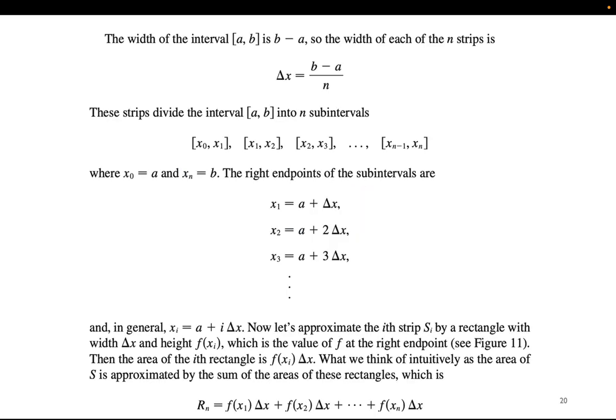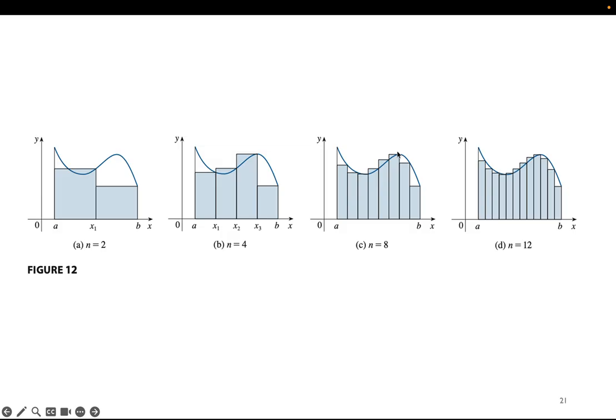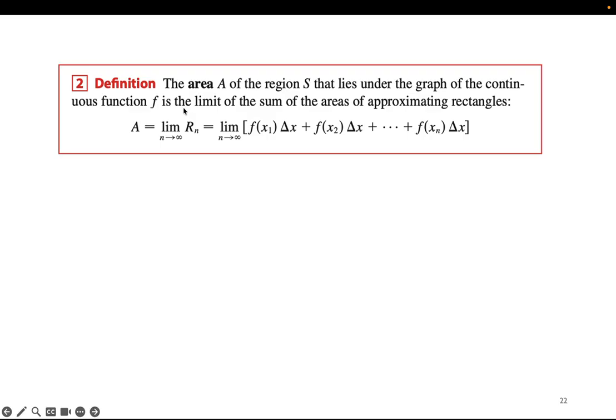And if I repeat this over and over again for more and more rectangles, then I get the exact area. And so that's how we're going to define the area under the curve: we find the area of n rectangles, and we take the limit as n goes to infinity. As n goes to infinity, there are more and more rectangles, and the approximation gets better and better. This limit, if it exists, is going to be our definition of the area under the curve.